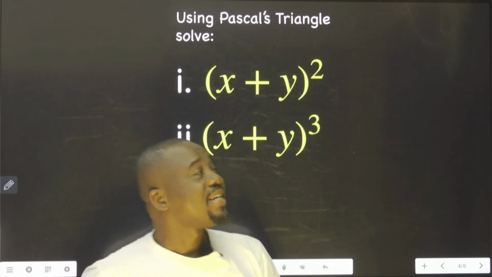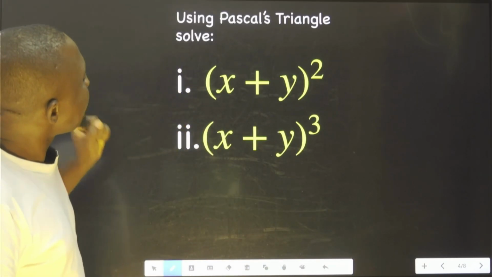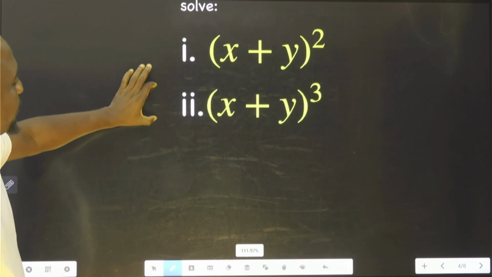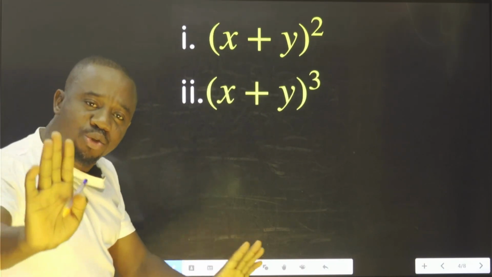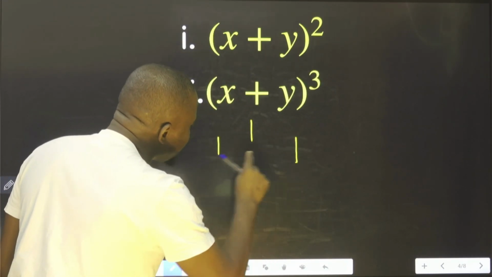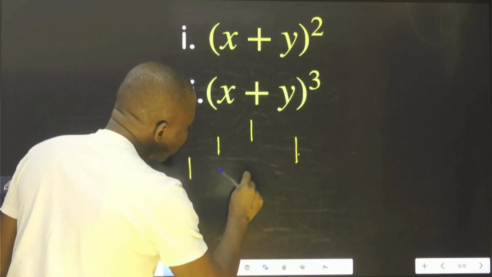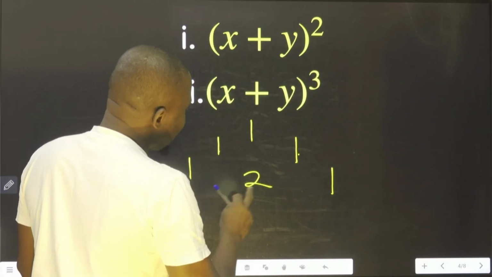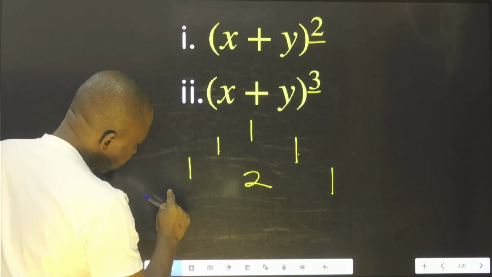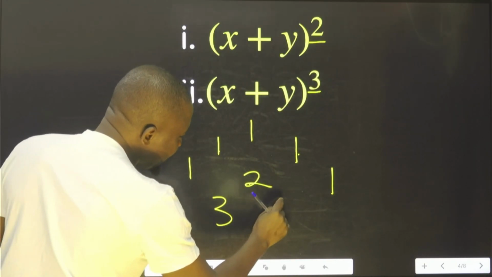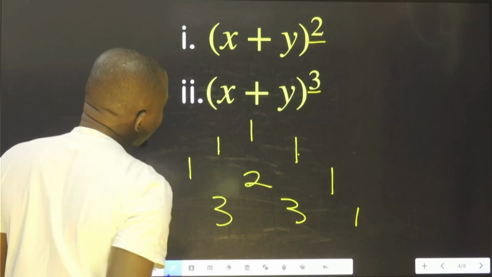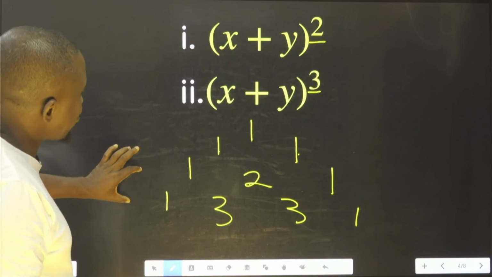Let's work on this. It says, using Pascal's triangle, solve these two. Okay? All we need to do is simple. We simply put 1, 1, 1, 1. This plus this is 2, 1. This one is for these two. We need it for these two. That is 1, 3, 3, 1. Okay? So this is for the second one. So let's go for the first one first.